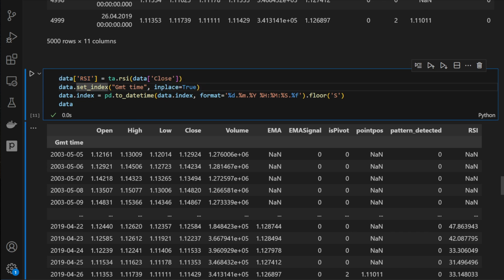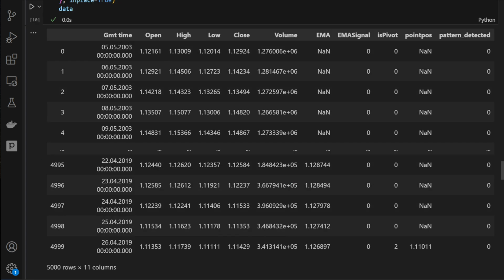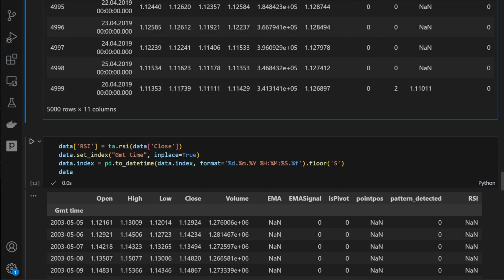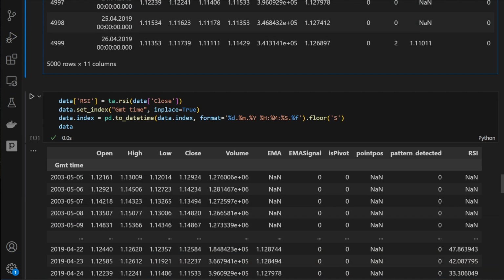Then we're setting the index to the GMT time column. Instead of using the integer index provided by default by pandas, I have a column called GMT time, so I'm using this as the index. And I'm changing the format, because remember that we had the long format: the date, then the time, then the fractions of seconds. When using the daily time frame, these details are not needed. Notice that the hour, minute, seconds, and fractions of seconds are always 0, so we can discard these, and this is what we are doing here.